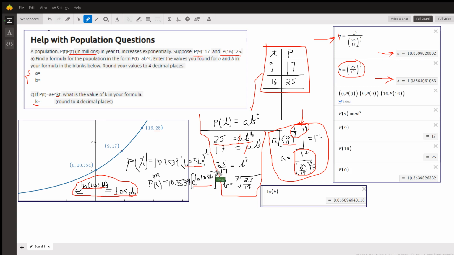Now, if you want to, you can think I'm going to multiply these two exponents and get this kt or tk. Okay, and there's the value of the natural log of b, 0.0551.